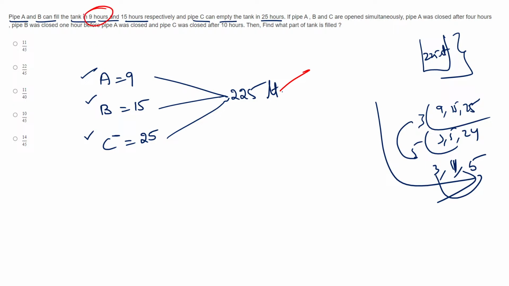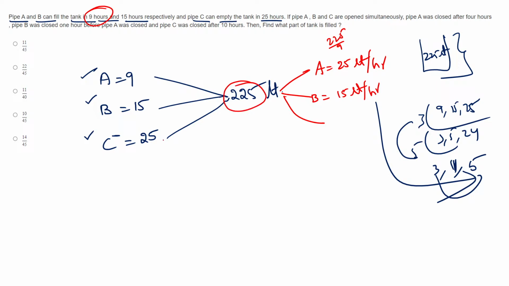So if some tap can fill 225 liters in 9 hours, that particular tap can fill 25 liters per hour, which is nothing but 225 by 9. Because we are filling 225 liters in 9 hours, per hour we are filling 25 liters. Similarly, pipe B can fill 225 liters in 15 hours. So 225 by 15. So pipe B can fill 15 liters per hour. But coming to pipe C, this can empty 225 liters in 25 hours. That means it is actually emptying how many liters per hour? 225 by 25.